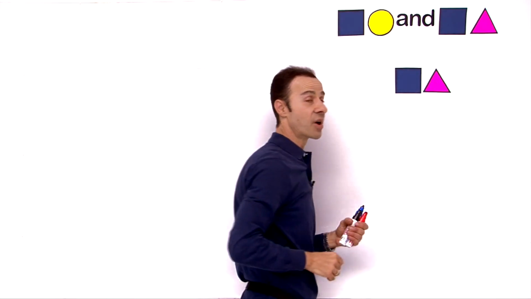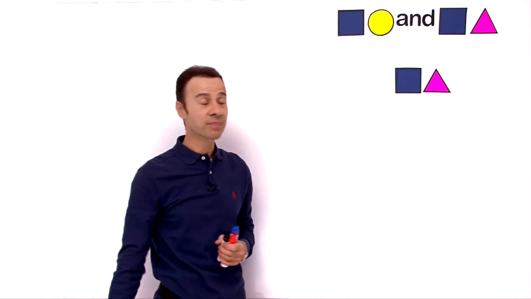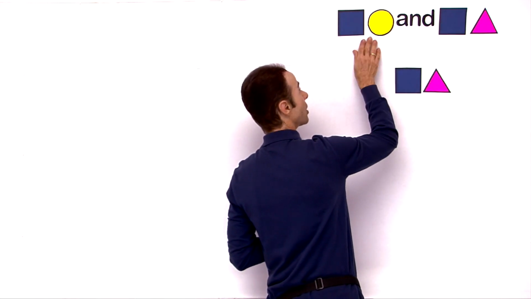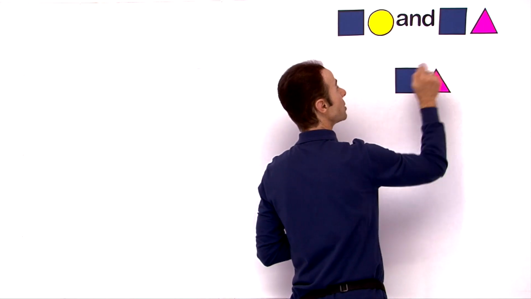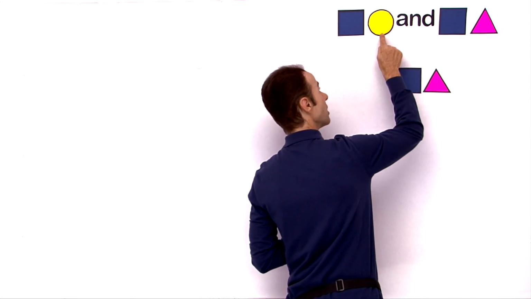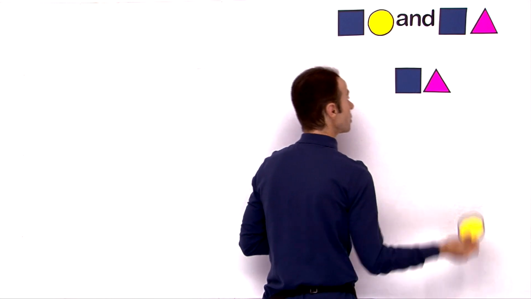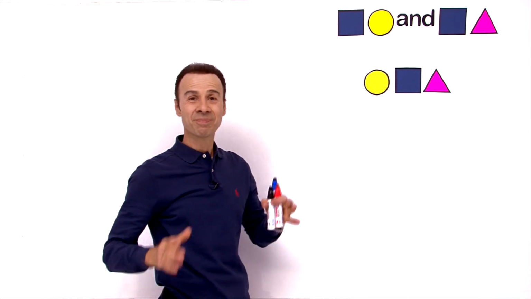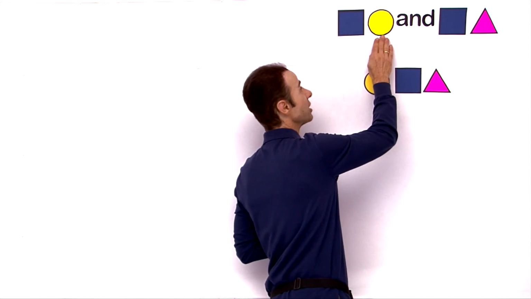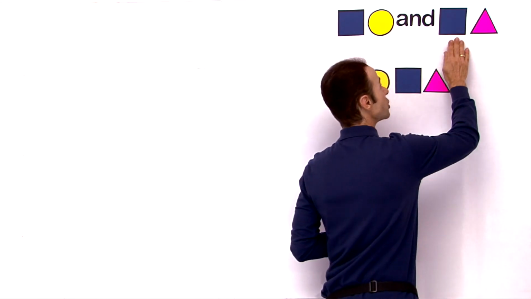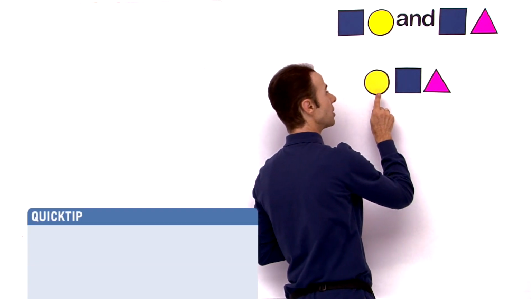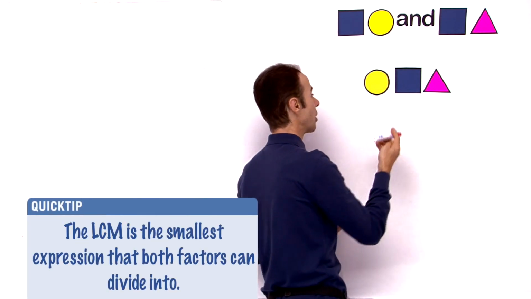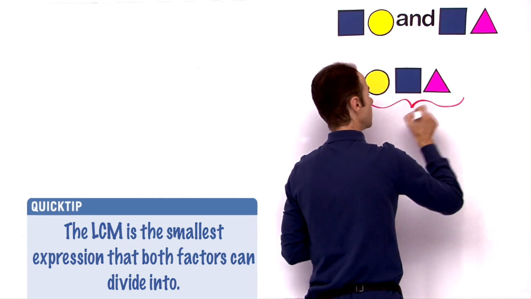Then we go to the other side and we ask the same question. So what's missing from this side that's present on this side? So what is present that's not here is the circle. So the lowest common multiple between a square and a circle and a square and triangle is circle, square, triangle. So that gives us the lowest common multiple.